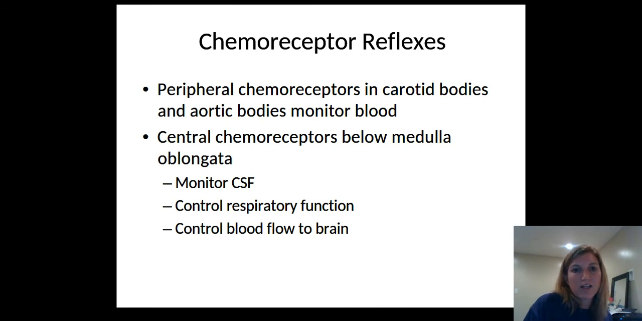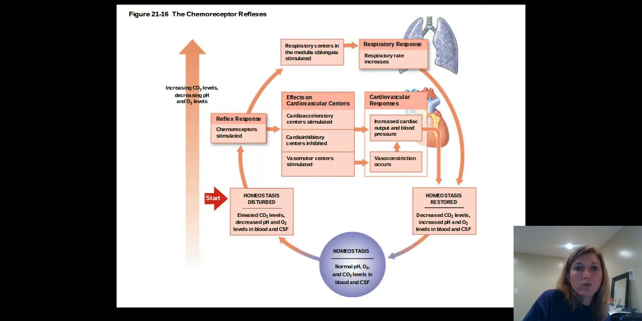It's also going to help control the blood flow to the brain because if your blood pH is too low, well, then those little shunts are going to start shutting blood flow down to the brain because you don't want to damage your brain with an acidic environment. So again, this one would be a good one to kind of pause and see if you can understand the cause and effect relationship going on with homeostasis and chemoreceptors.